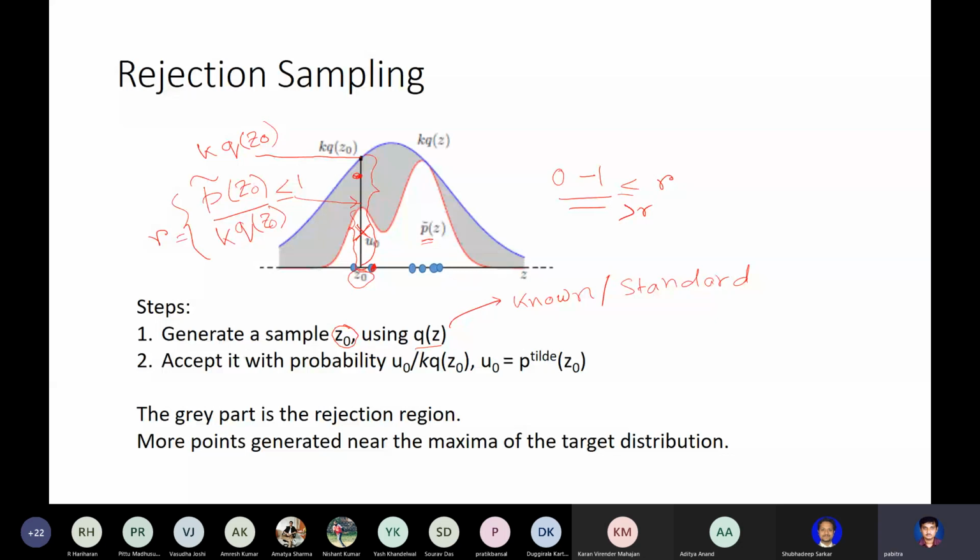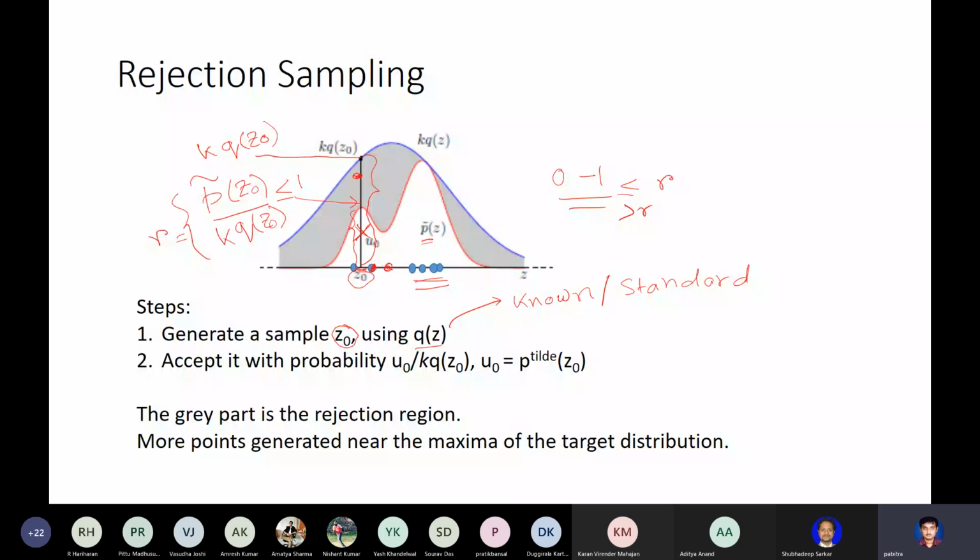So maybe it turns out if you repeat this process say 100 times, you get only 30 samples that you can retain. The other samples you have to reject. Naturally, you see your rejection will be less in this region where the bound is tight, and the rejection will be much more in this region. So you will get more samples here, somewhat fewer samples here, and very few samples here.